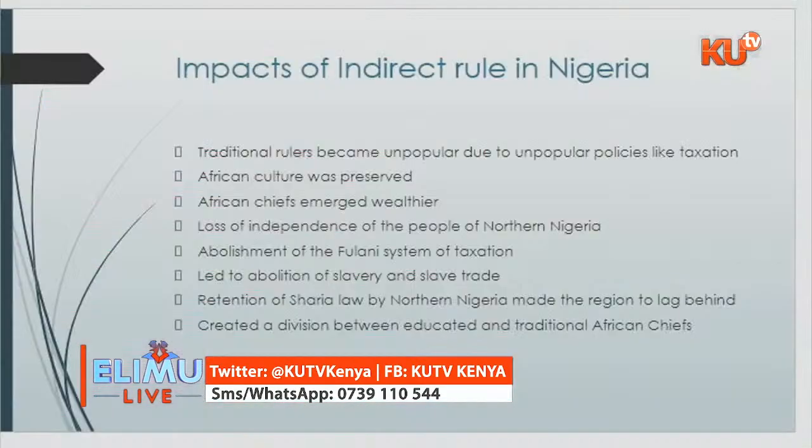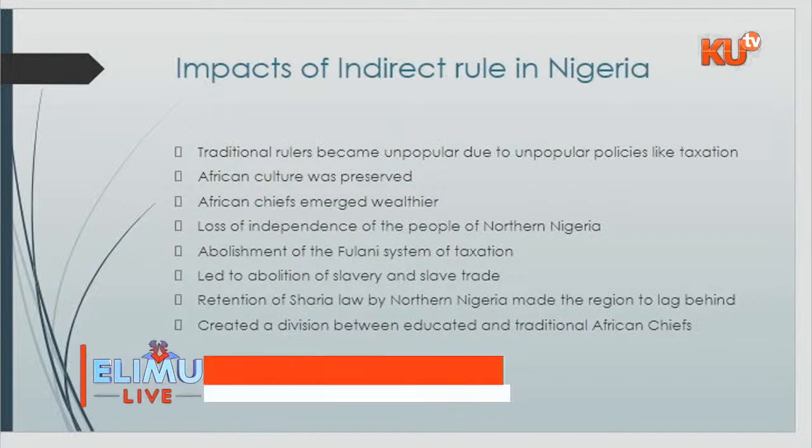Now the impacts of indirect rule in Nigeria. I'll have to explain them. Number one, the traditional rulers became unpopular due to unpopular policies like taxation. As they collected taxes, the Africans really used to resent them, and this made them become unpopular.